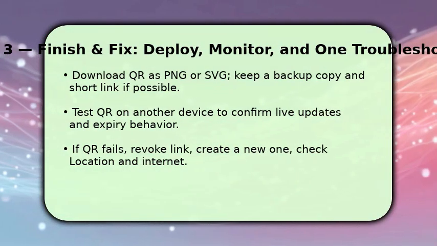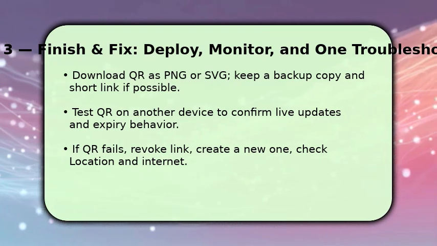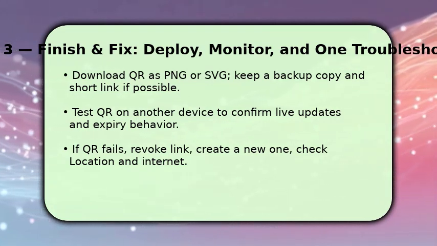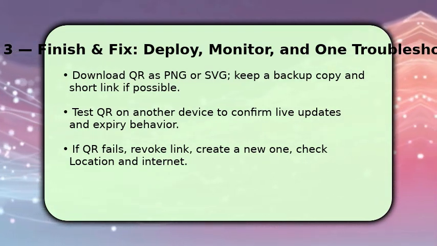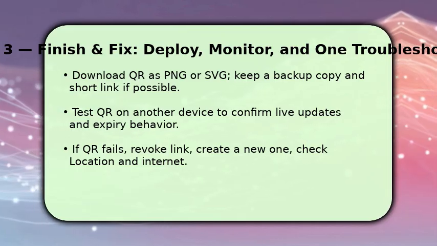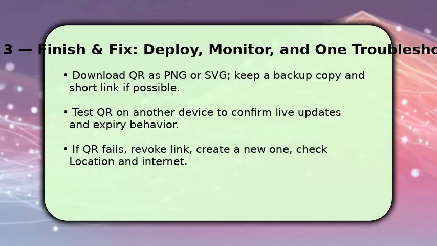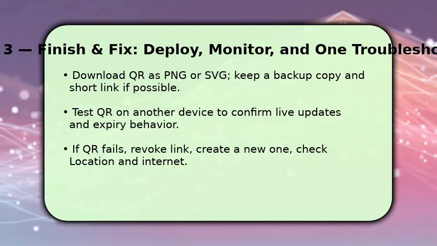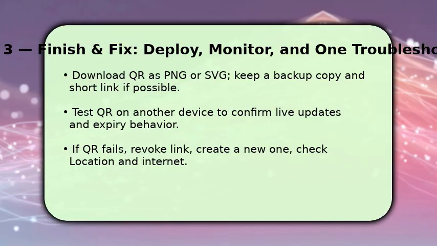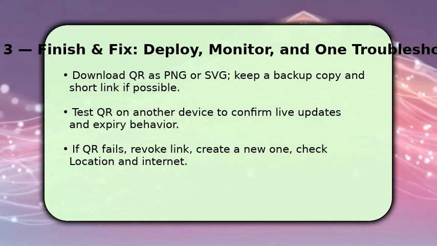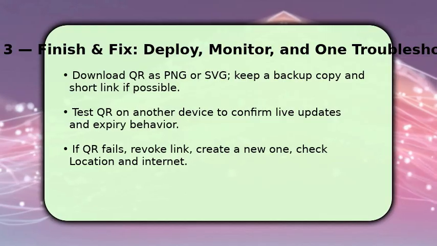Finish by exporting the QR as PNG or SVG for printing or sharing, and save a backup copy and the short link separately. Test the QR on a different phone to confirm the map shows live updates and respects the expiry. If anything goes wrong, no updates or wrong position, revoke the original share link in the app settings, create a new live link, and regenerate the QR.